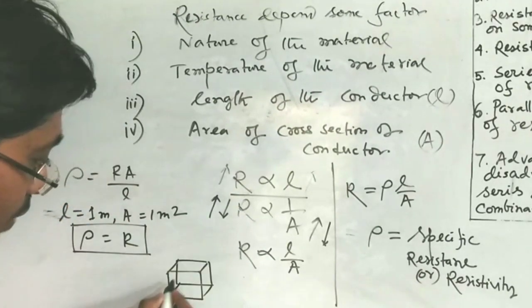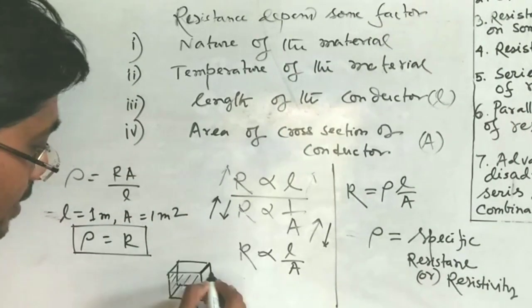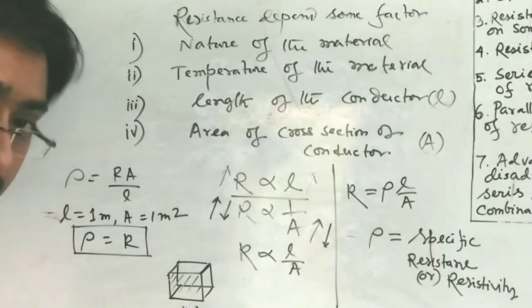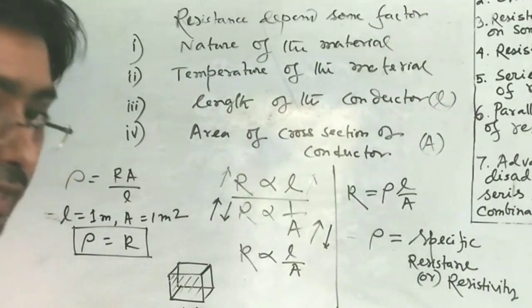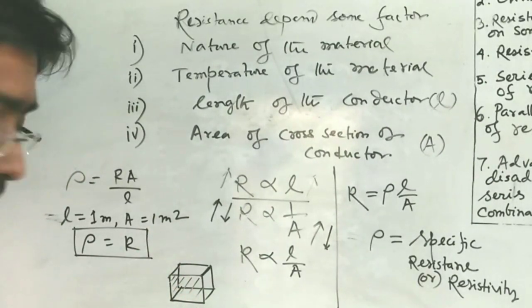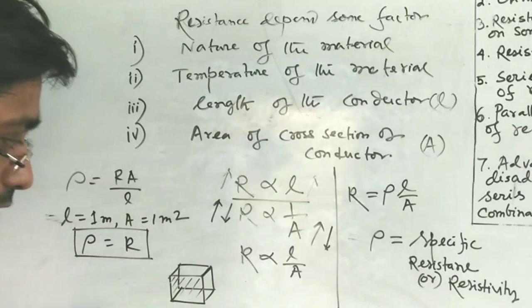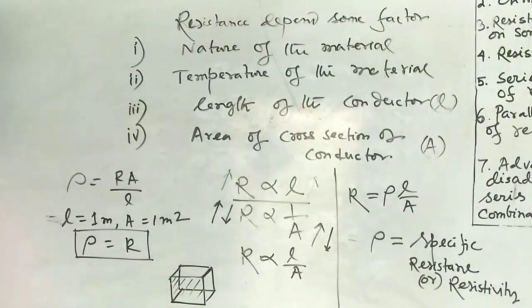This condition will be fulfilled. Suppose this face is 1 meter square and the thickness, the length, is 1 meter, then it will be nothing but a cube of 1 meter. Then for this conductor, a cube with side of 1 meter, the resistance offered between the front face and the rear face is nothing but resistivity.